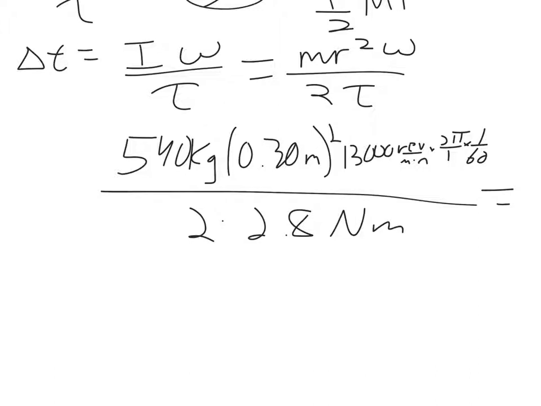540.3, 13,000. Oh, whoa. Times 2 pi, and then all the dividing by 60, dividing by 2, dividing by 2.8. Hope I got everything in there. All right, go calculator. 11815.